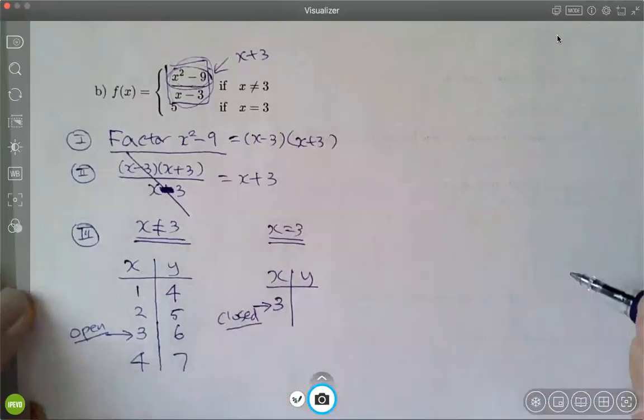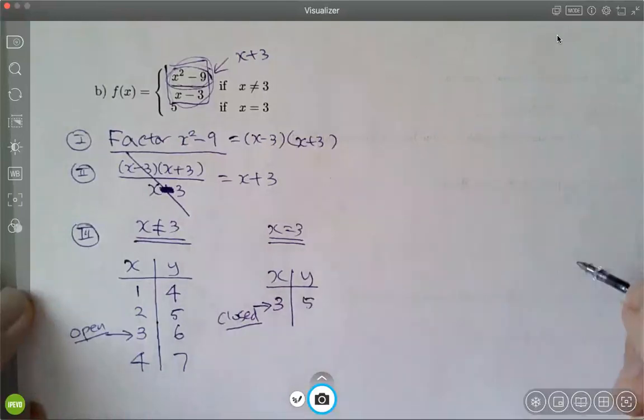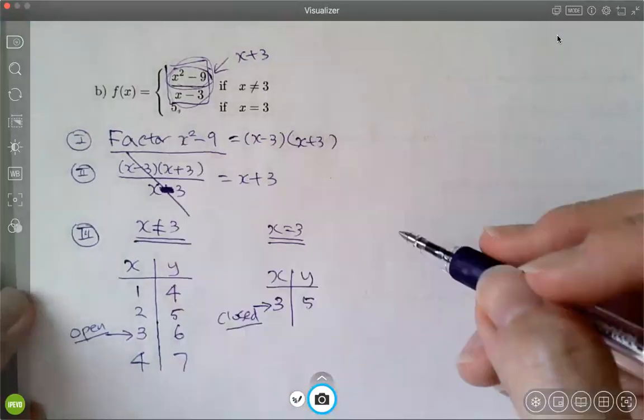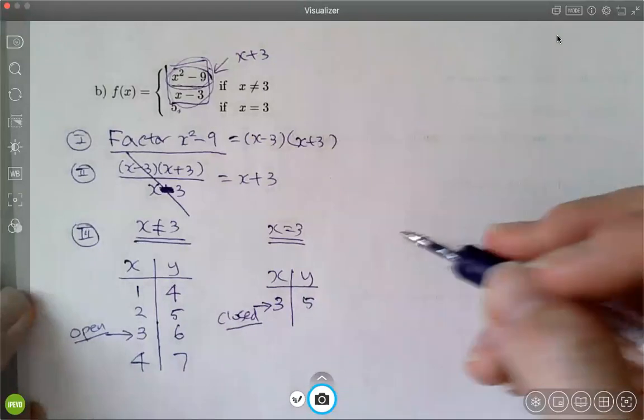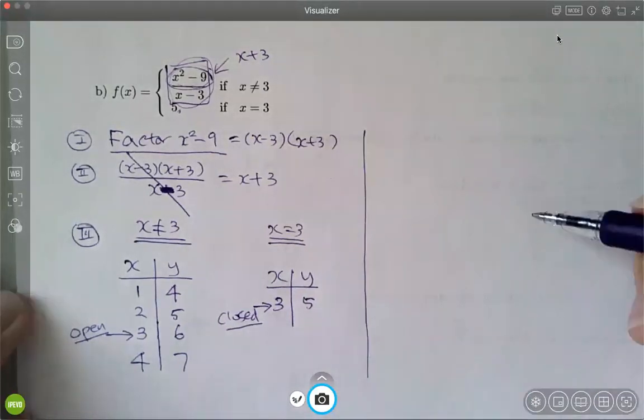Okay. And when x is equal to 3, what's the value of y? 5, right? Because that's what this one says, the second piece. Okay, so this time we cannot choose 3 x values for the second piece, okay, because there's only one legitimate value. Okay, and now graph.